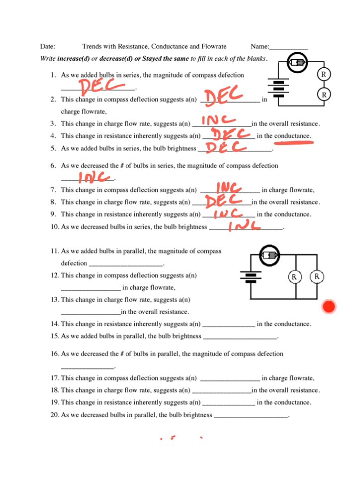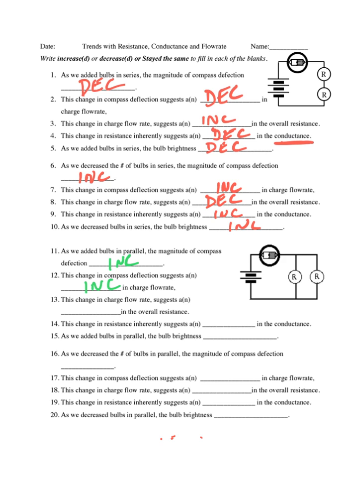Next, we had a parallel circuit. And if we add bulbs in parallel, the compass deflection over here actually increases. And the change in compass deflection suggests that the flow rate increases. Because remember that the compass tells us the flow rate. The compass tells us how much current there is in that wire. So if the compass deflection increases, there's more flow rate or more current in that wire.